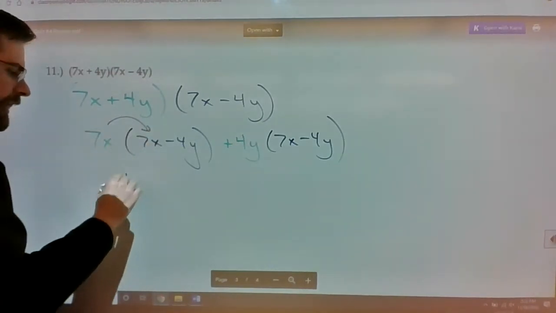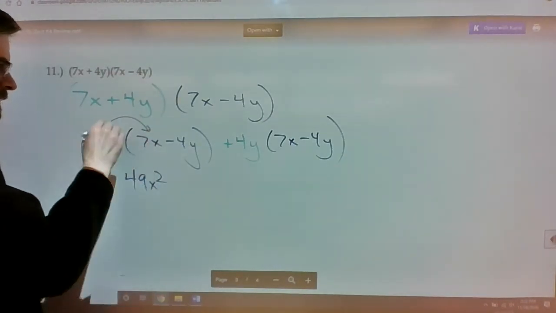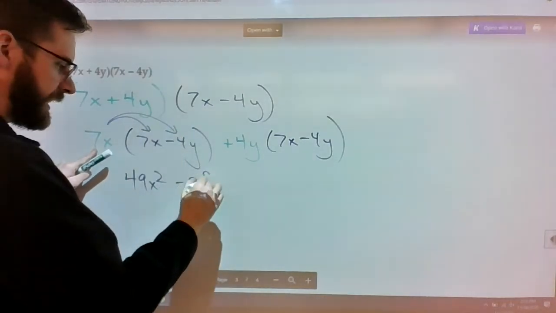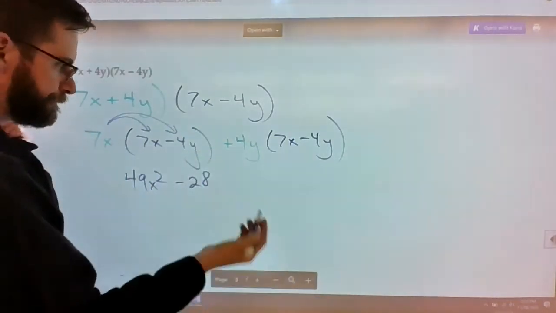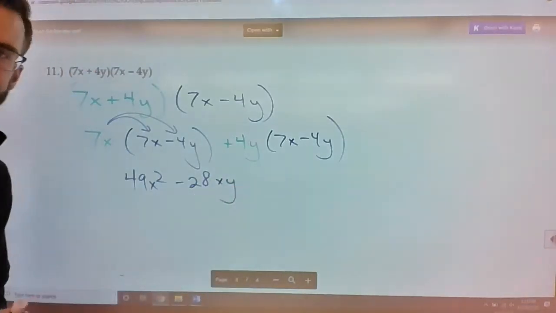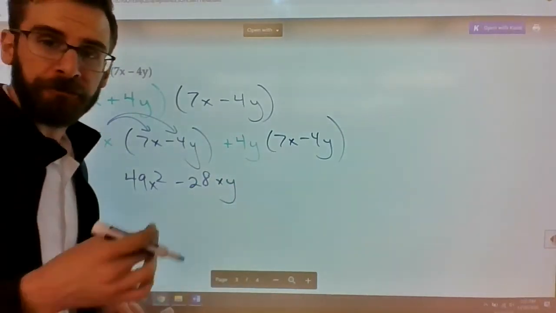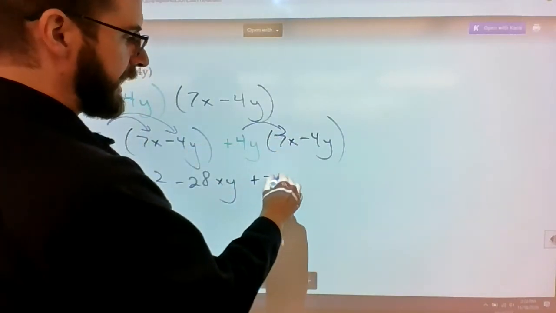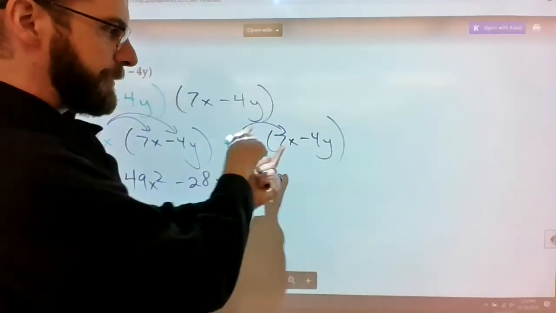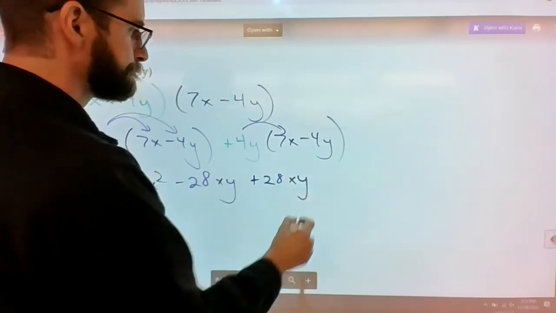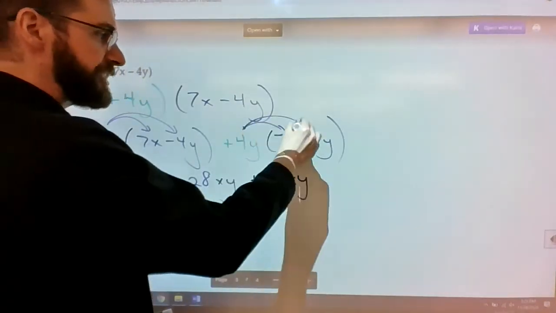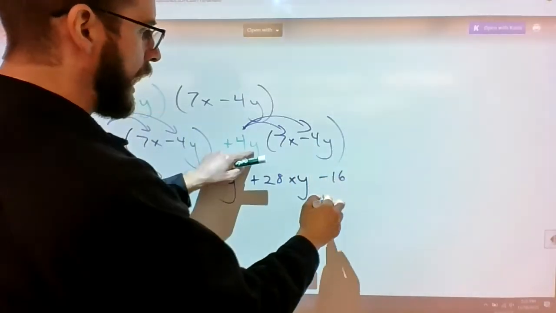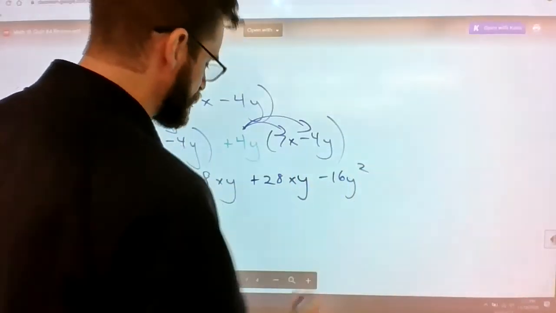This gives you 49x squared. 7 times negative 4 is minus 28. X times y is xy. Then you take 4y times 7x. 4 times 7 is positive 28. Y times x is the same as x times y. And then you're going to take 4 times negative 4, which is minus 16. Y times y is y squared.